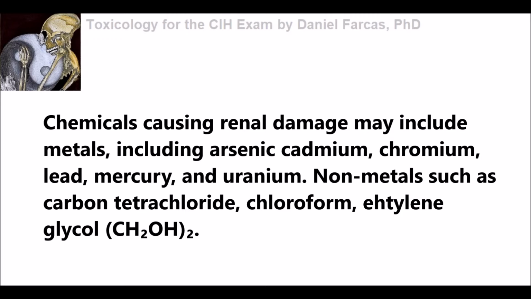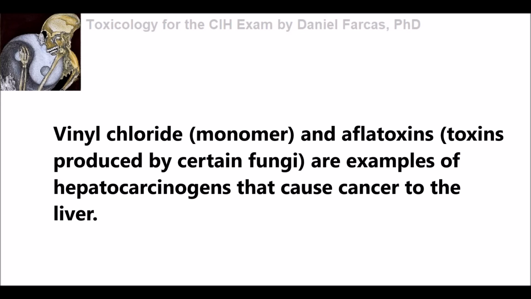Vinyl chloride, which is the monomer of polyvinyl chloride, or PVC, and aflatoxin, a toxin produced by certain fungus, are examples of hepatocarcinogens that cause cancer of the liver.